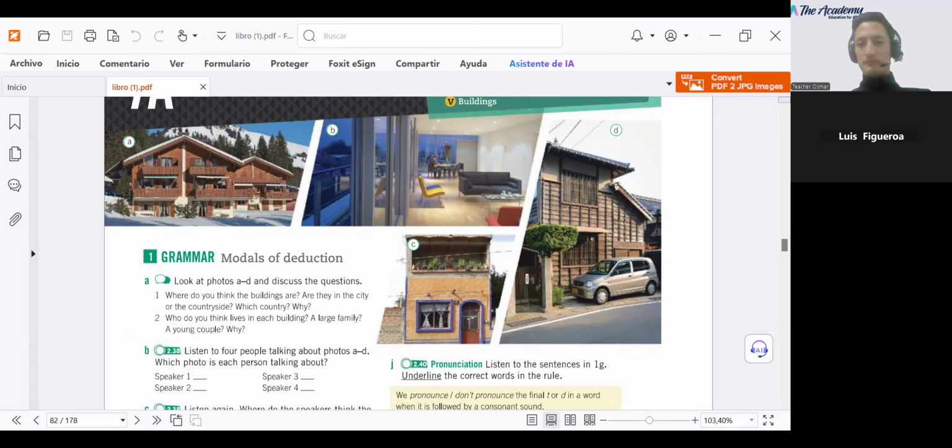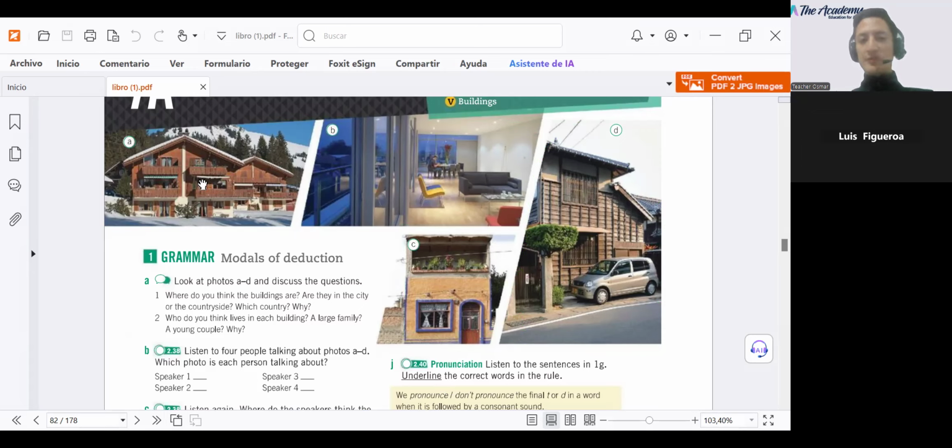Track 2.38. 1. Well, it's very small, so it can't belong to a big family. Maybe a small family or an older couple who live on their own. Where is it? It's somewhere dry and sunny, so it could be Mexico, maybe, or Spain.